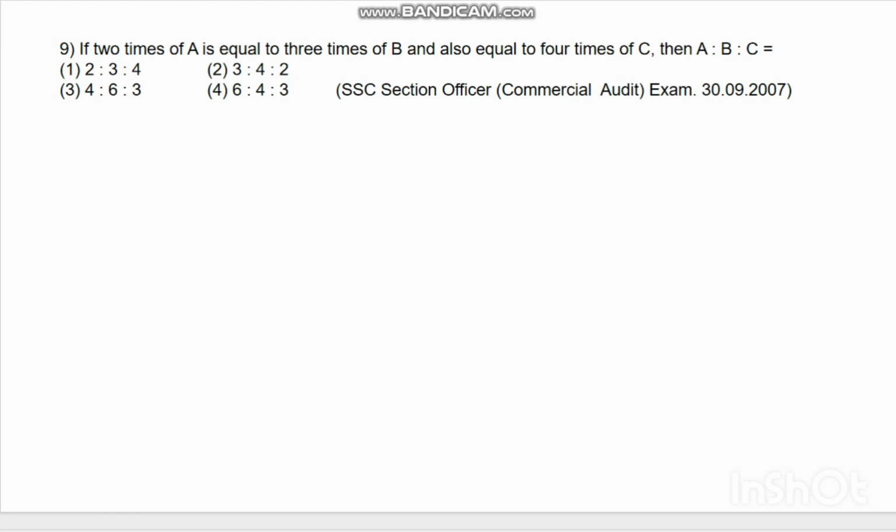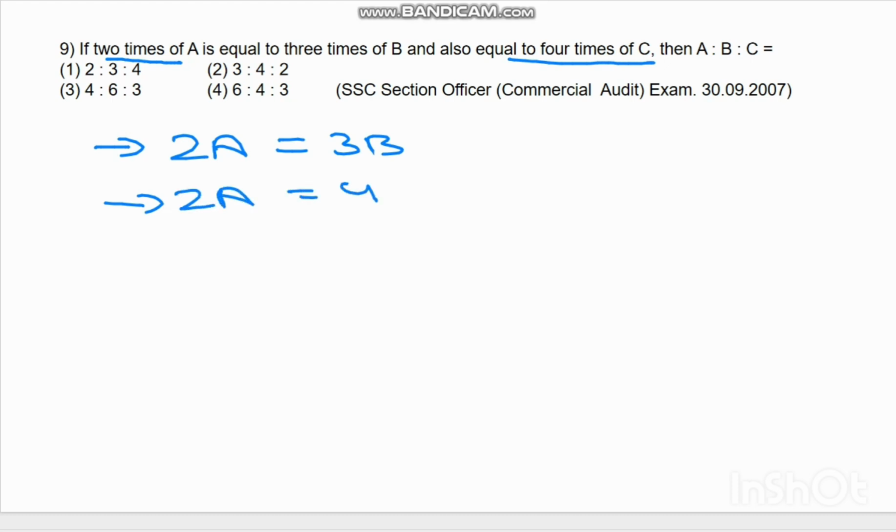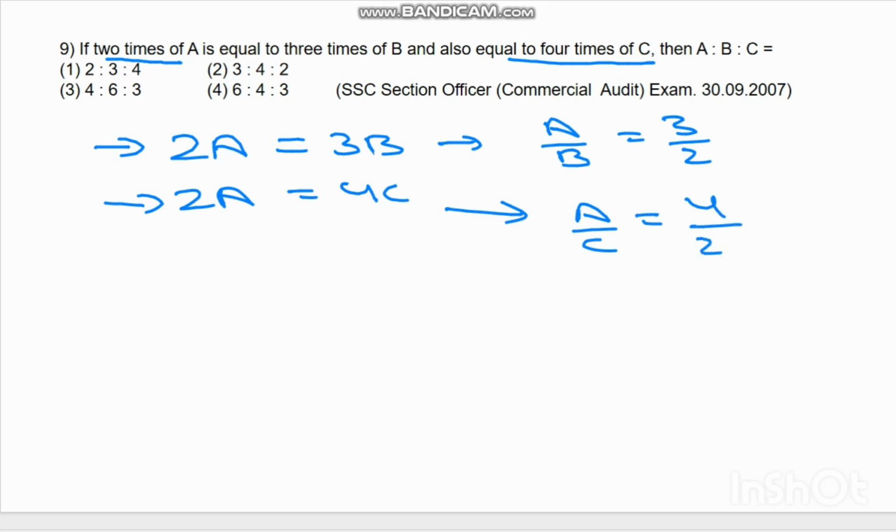Guys, listen very carefully that here given 2 times of A equal to 3 times of B. And in a similar way, given that 2 times of A is equal to 4 times of C. So here A by B equal to 3 by 2. Here A by C equal to 4 by 2 equal to 2 by 1.